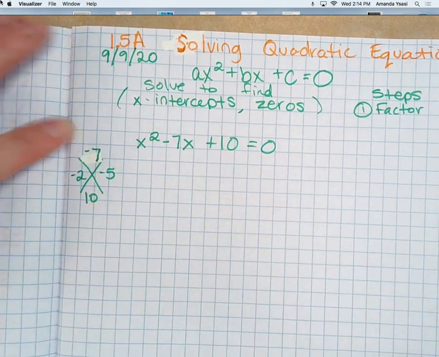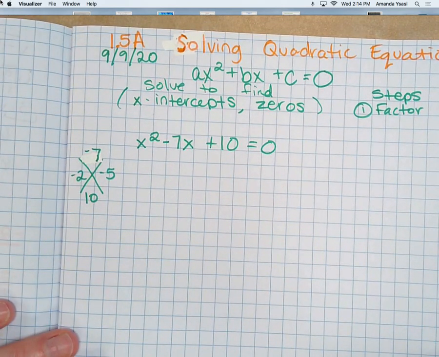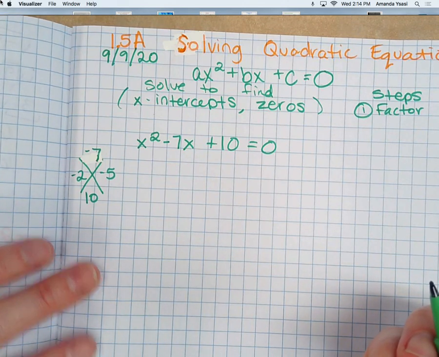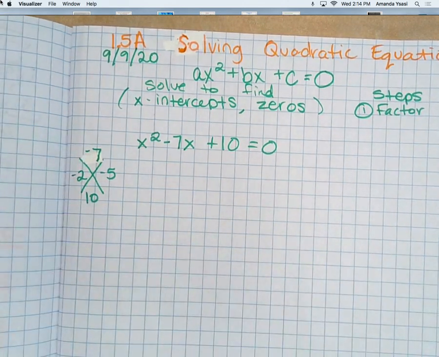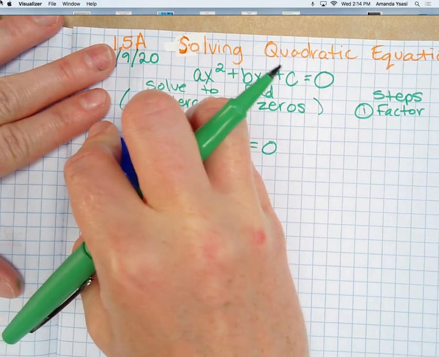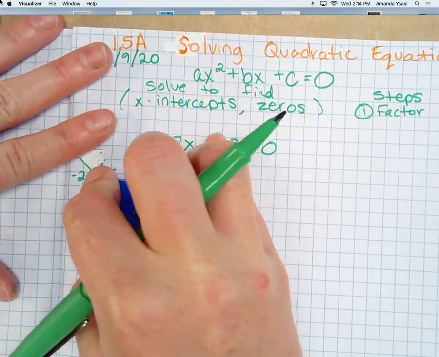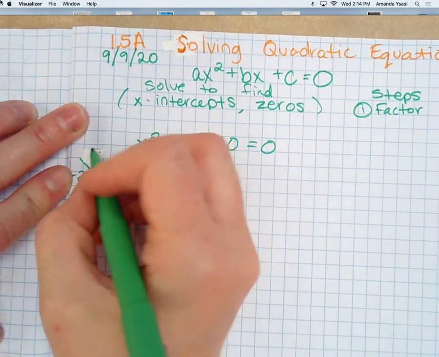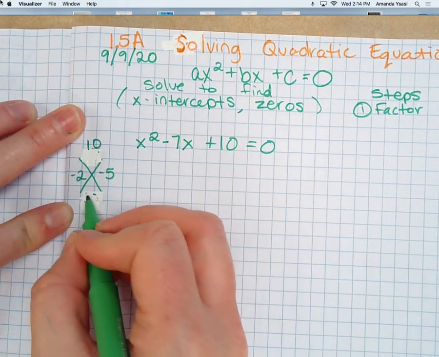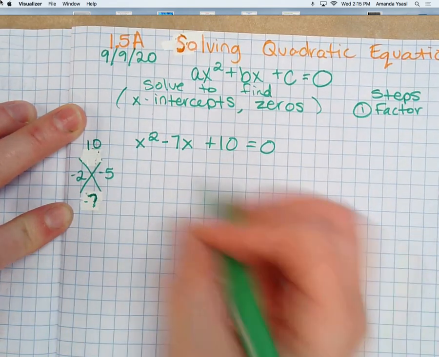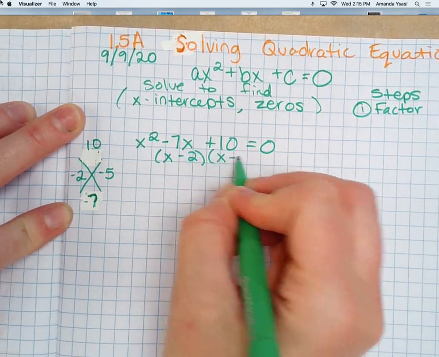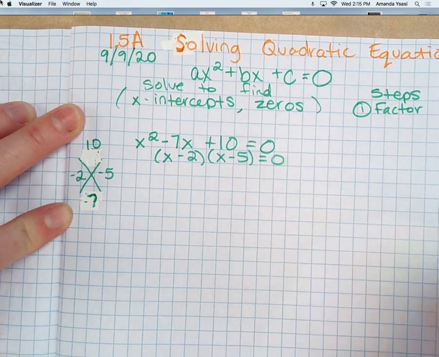Negative 2, negative 5. 10 should go on top? So we all kind of forgot. Thanks for helping me fix that. Okay, so 10 goes on top, negative 7. All right, so then when we factor this, it's x minus 2 times x minus 5 equals 0.